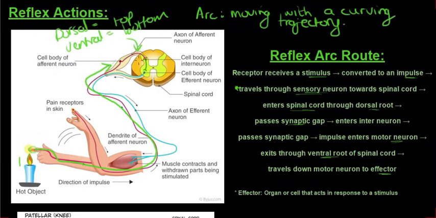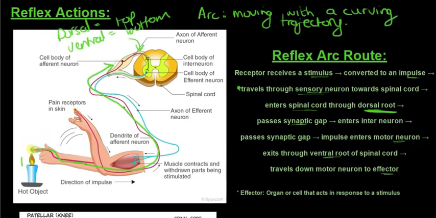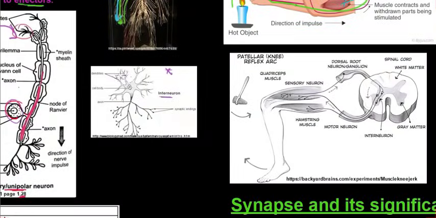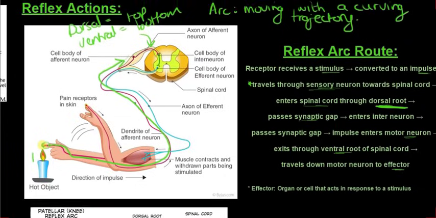That impulse enters your spinal cord through the dorsal root, and then there's going to be a transfer of this impulse between different neurons. So now we are currently with the sensory neuron, but now it is going to go through this neuron here, which is known as the interneuron, and going back to this diagram at the bottom, it's this one over here. An interneuron just serves as basically a bridge between the motor and the sensory neuron so that there can be a transfer of impulses. So it passes the synaptic gap, between the neurons.